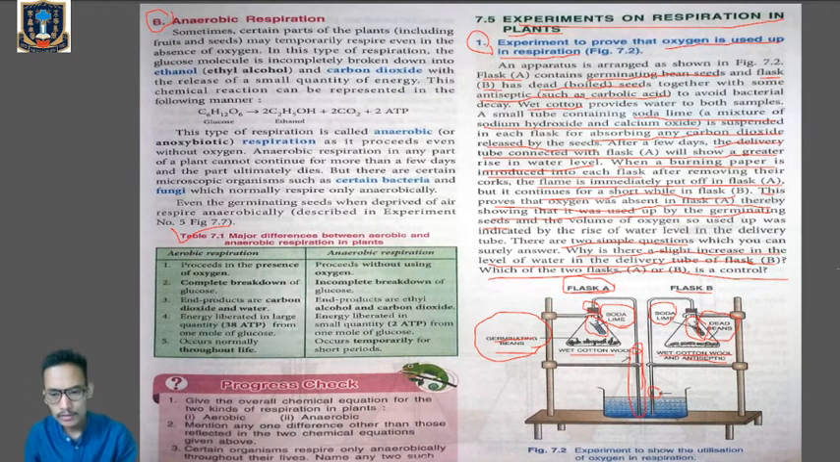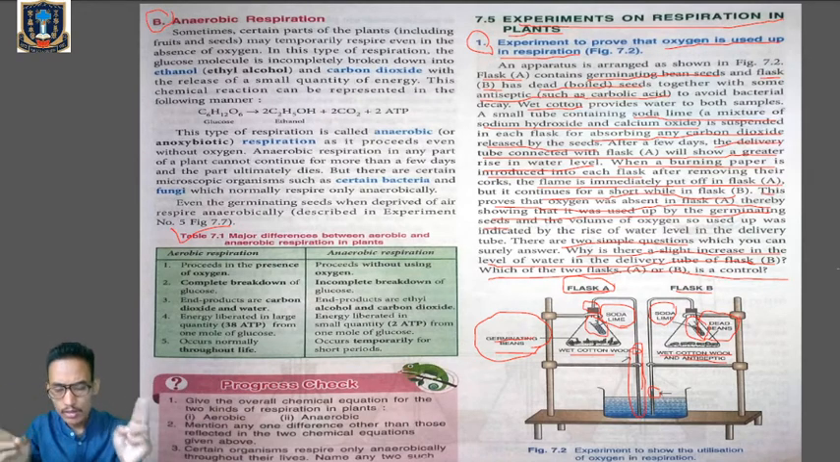What are the requirements? Two flasks, flask A and flask B. Then germinating bean seeds and the dead bean seeds, and we require antiseptic carbolic acid. Its function is to prevent the growth of bacteria on the dead bean seeds. Otherwise, in the absence of carbolic acid, there will be growth of bacteria in the dead seeds, and that bacteria will respire. It will give out carbon dioxide, which will hamper the result or observation of our experiment. So that's why we are using carbolic acid.